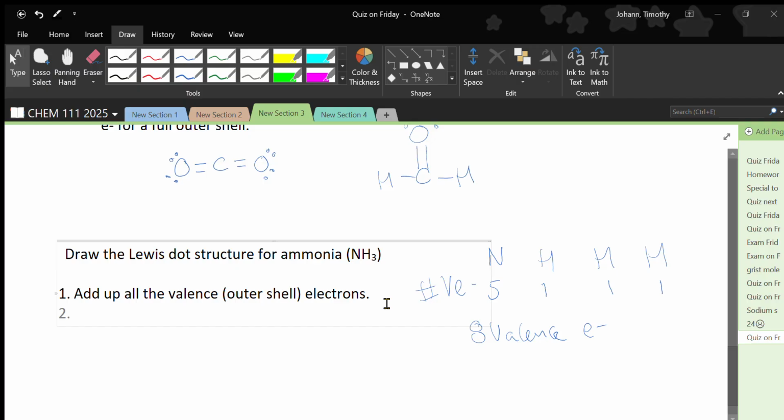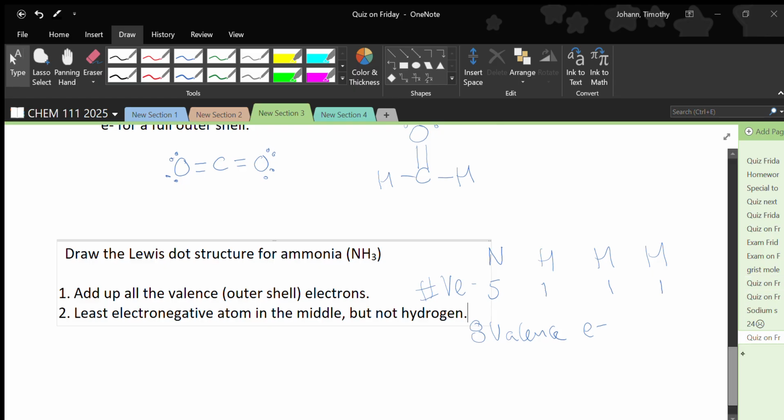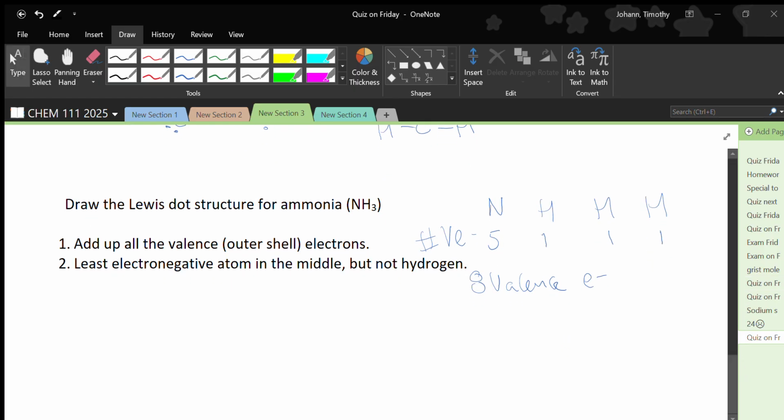Remember that the outer shell electrons determine the chemical reactivity. All right, what we're going to do here is put the least electronegative atom in the middle, but not hydrogen. Hydrogen does not make a good middle atom because it only makes 1 bond, right? It's not going to be in the middle if it only makes 1 bond. So in this case, that means nitrogen goes in the middle. So we're going to put nitrogen in the middle here.